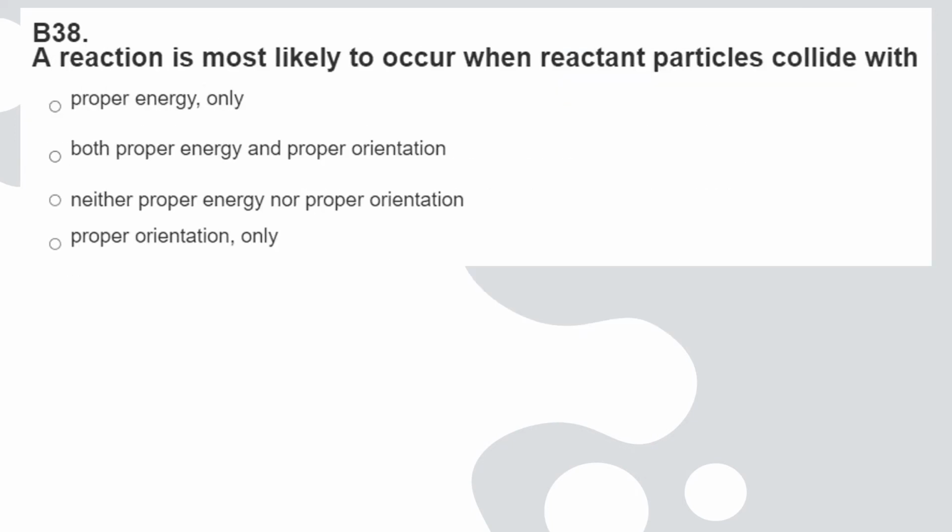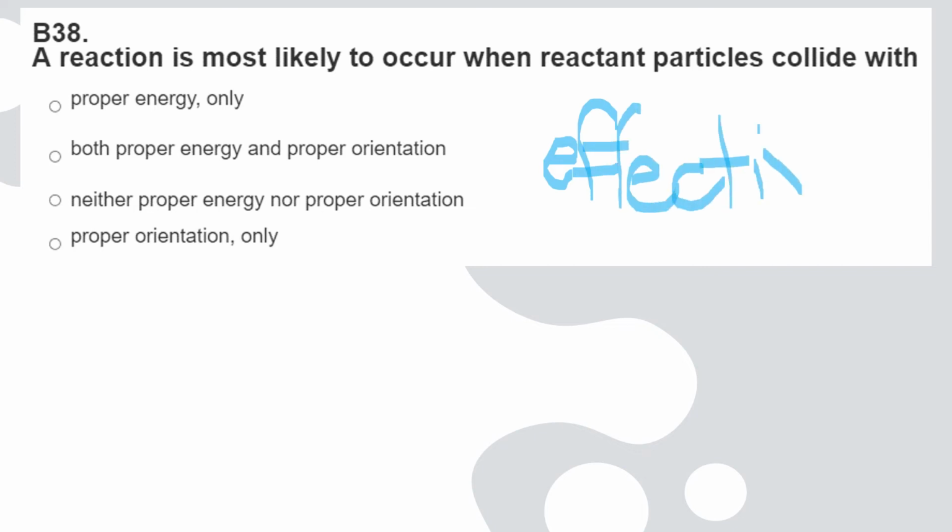A reaction is most likely to occur when reactant particles collide. They need to collide effectively, right? So it's an effective collision. And that effective collision needs two things: energy and orientation. So the right energy and the right orientation.